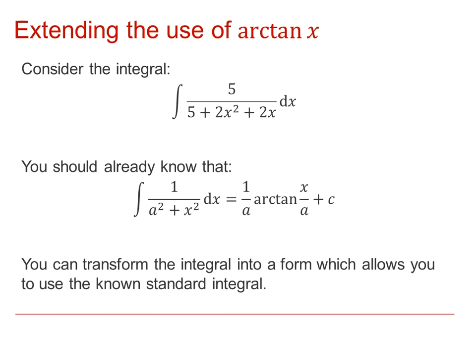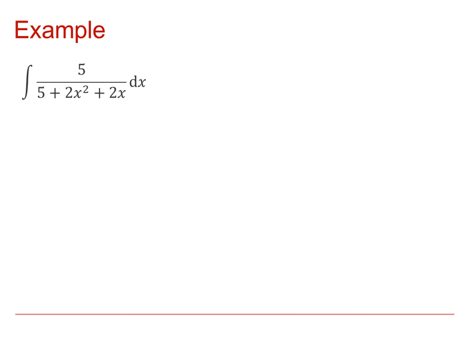Now this is not quite the same as our standard integral, which has got a squared plus x squared on the bottom line, and that gives us 1 over a arctan x over a. But with some work we can change this expression to look like this and therefore apply this standard integral. The method we're going to use is very similar to one you may have looked at for arcsine.